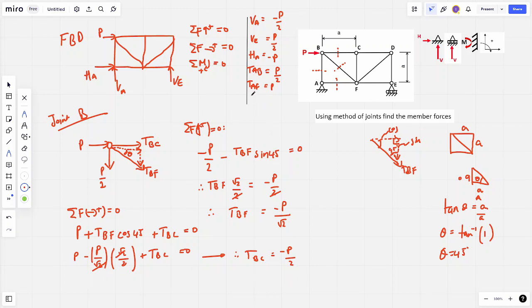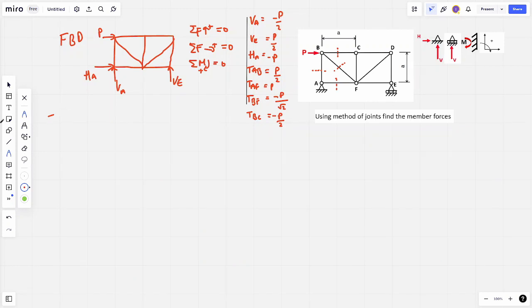So I'm just going to add it to this table here. We've got TBF equal to negative P over root 2, and TBC as negative P over 2. What I'm going to do now is take a moment to clear the screen. So let's move on to the next node. Now I'm going to look at node C.